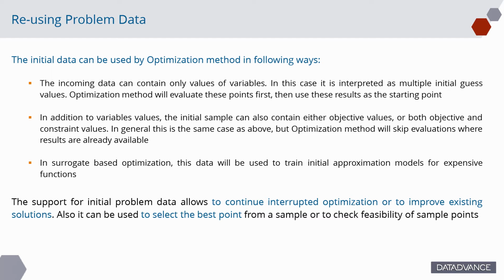The support for initial problem data allows you to continue an interrupted optimization or to improve existing solutions. Also, it can be used to select the best point from a sample or to check the feasibility of sample points. In the latter case, it is recommended to enable the infeasible solution output, as it will allow you to discover points that violate constraints the least.